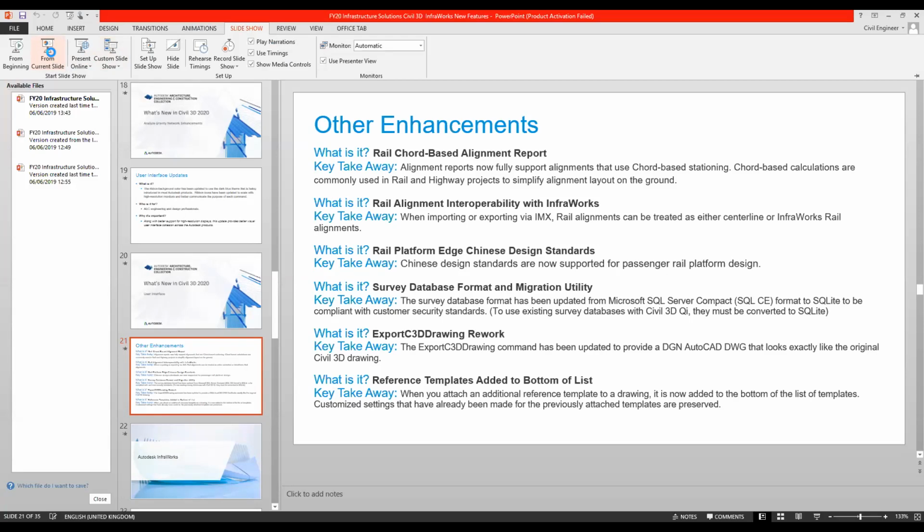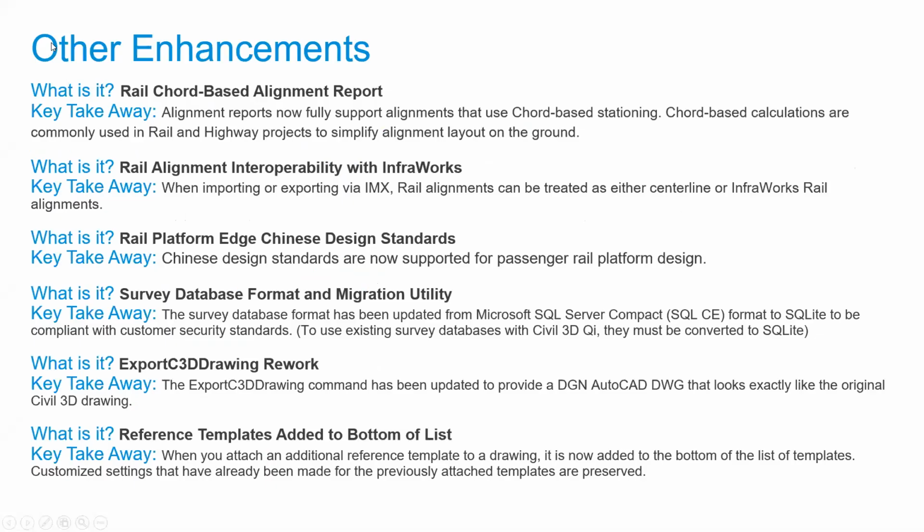Okay, so the last part is basically looking at the other enhancements. I'll just mention this one; I won't show any short videos on the same. The most important among these other enhancements is the ability now to export, or the interoperability between Infraworks and Civil 3D in terms of railway alignment. This was missing in the previous versions.